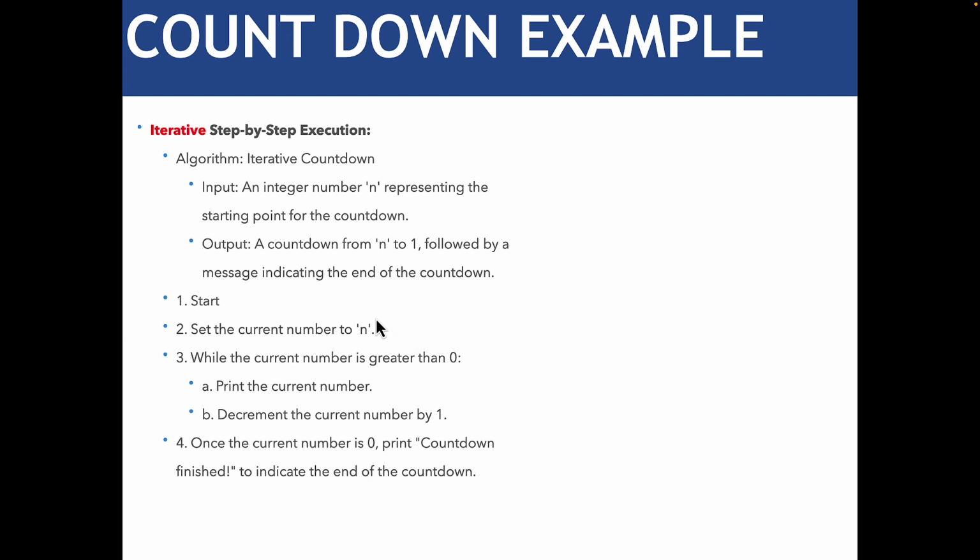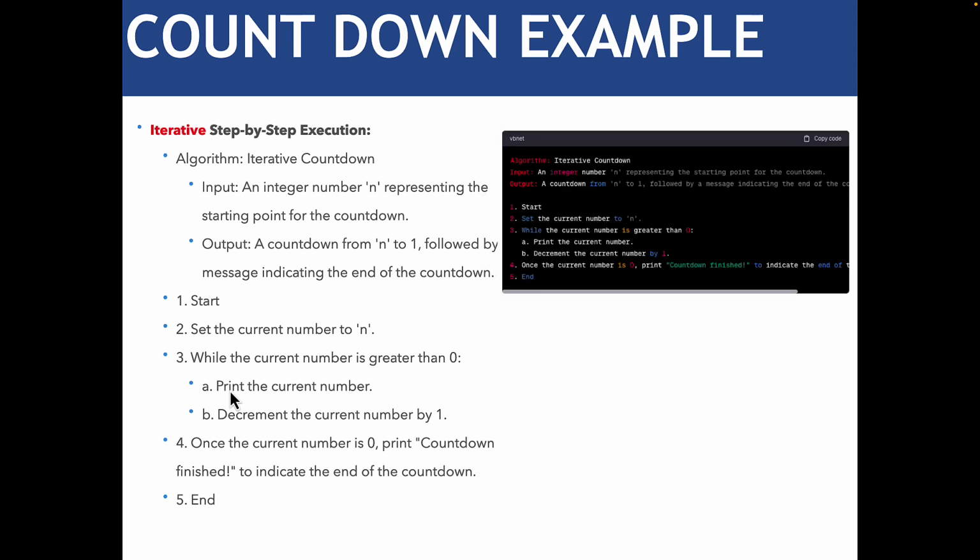This is a very simple algorithm. Now we solve the problem. We can write this as pseudocode. So this is an example of pseudocode here. It's like you write in plain English. Look: algorithm iterative countdown, input, an integer number n representing the starting point. The output, a countdown from n to 1. So we start, we set current number to n. This is plain English, but when you read it, anyone can read it, even if someone doesn't know programming.